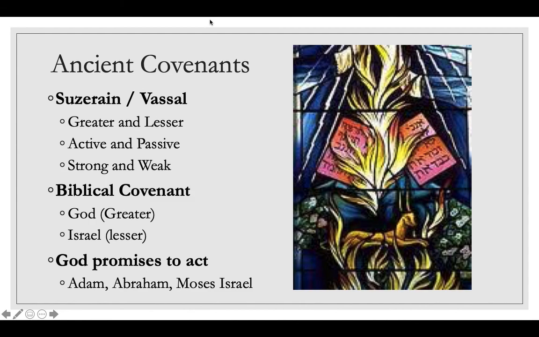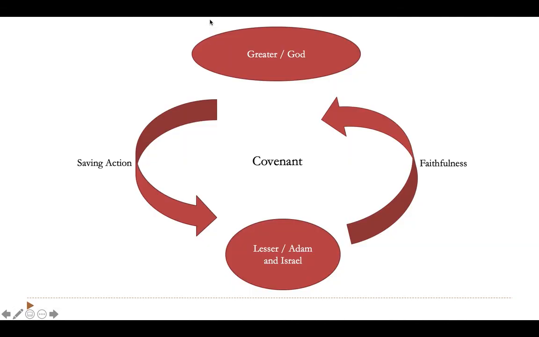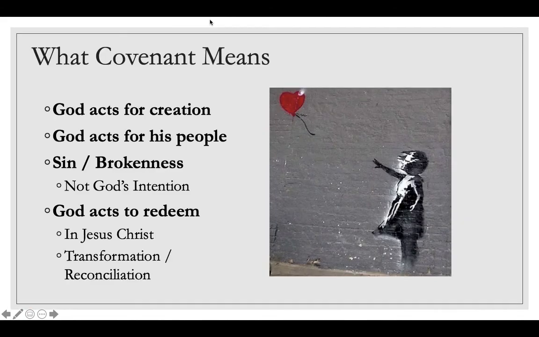God is the actor. God is the one doing things. And God uses humanity and wants to be in relationship with humanity so that we become signs of God's action and love. So this is a picture of what I'm trying to get at, where you have God is greater, the lesser, Adam and Israel, and then God is the one who does the saving action. And what is required of humanity then is faithfulness, that this becomes the covenant bond between God and God's people.